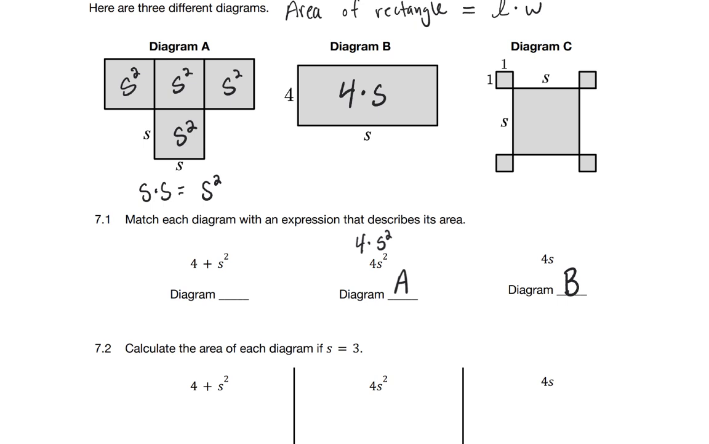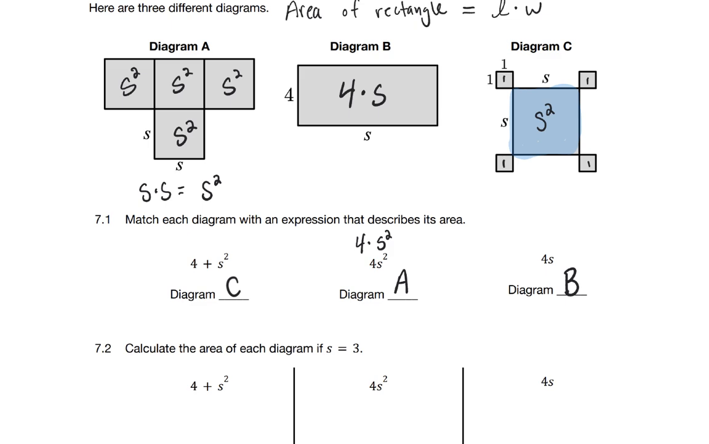It has to be the last one, but let's talk about why. This inner square is another S by S. So S times S would find us the area of this. S times S is S to the power of 2, or S squared. And then these are all just 1 squares. 1 times 1 is 1, 1 times 1 is 1, 1 times 1 is 1, 1 times 1 is 1. So we have an S squared plus 4 ones, which is exactly what we have here, diagram C.